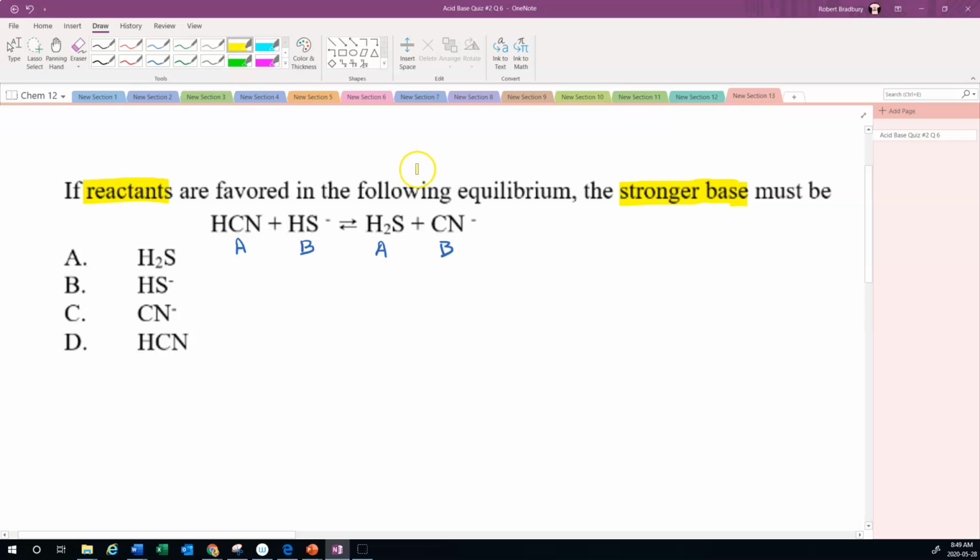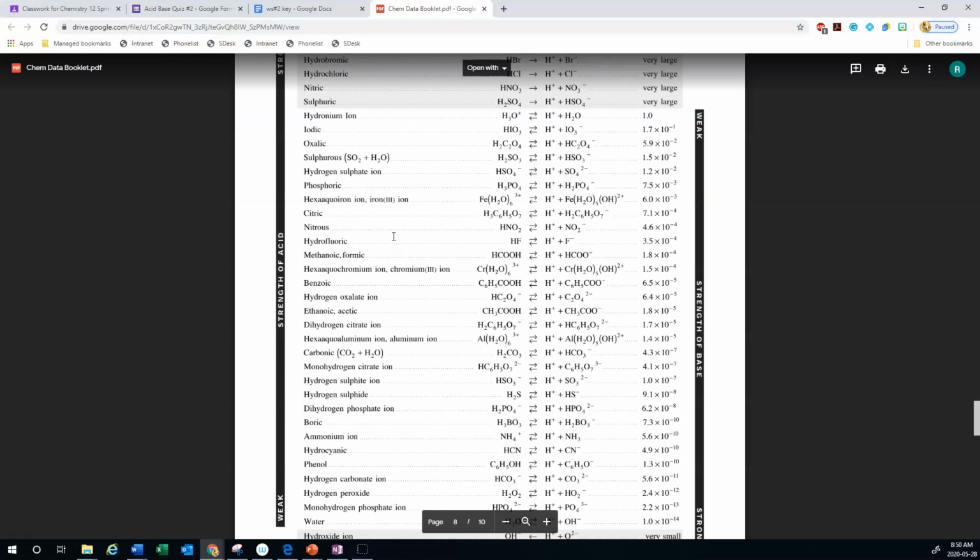You were told that the strongest acid would drive the reaction to the other side. So what are the two acids? We have HCN and we have H2S. Okay, so that's what we were told in the PowerPoint. The strongest acid will drive it to the other side. So now we can take a look at our data booklet.